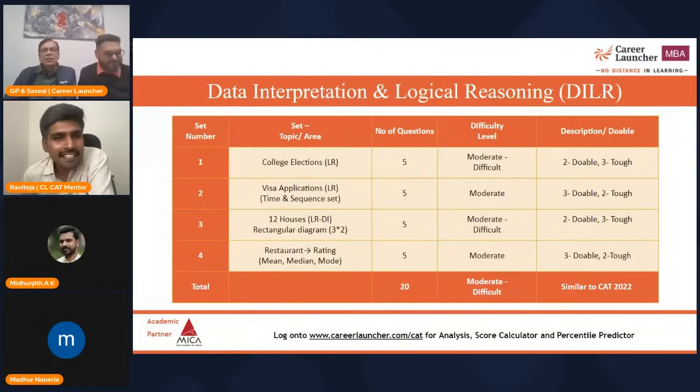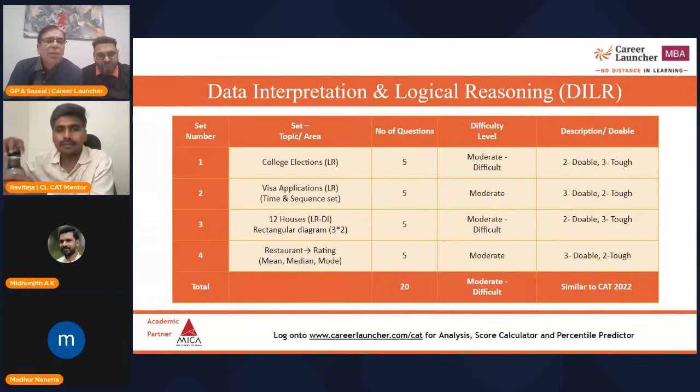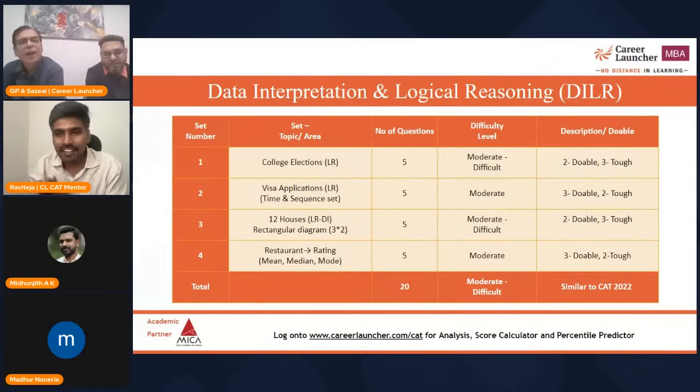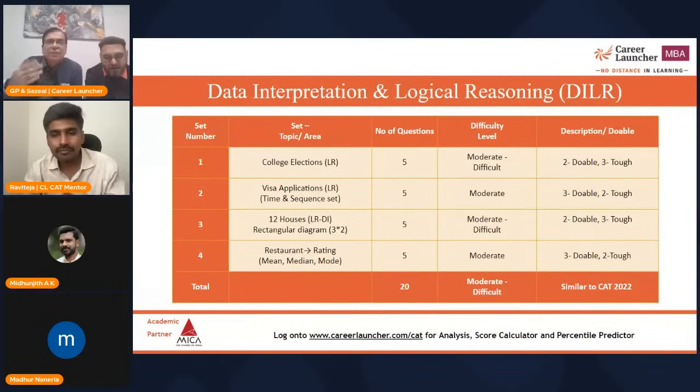Coming to the college election set, college elections wala set में the first question itself said, let me just a second, Midhun, whenever you want to come in, please do come in. Madhur is from CL Indore and Midhun is from CL Kochi and Trivandrum. So जब भी आना हो please आ जाना. And Ravi, Midhun and Madhur have all taken the slot 1.